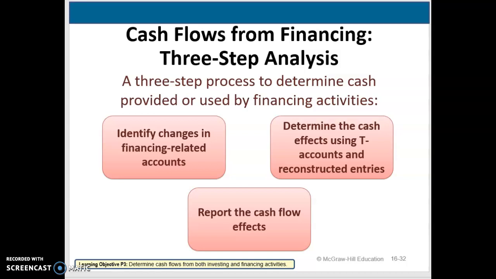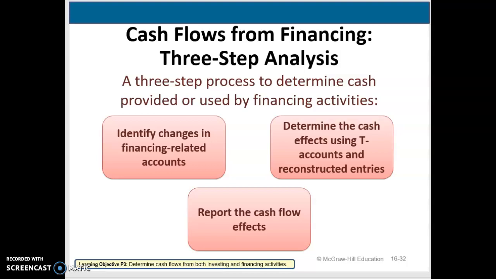All right, part 3 of chapter 16, our final video. So here we are looking at our cash flows from financing, and we're looking at that same 3-step analysis where we're going to identify the changes in the financing related accounts, and then we're going to determine the cash effects using T accounts and reconstructed journal entries, and then we're going to report the cash flow effects.